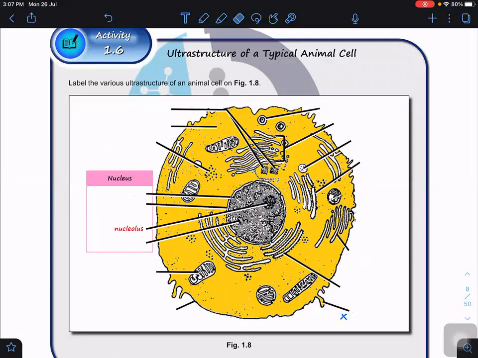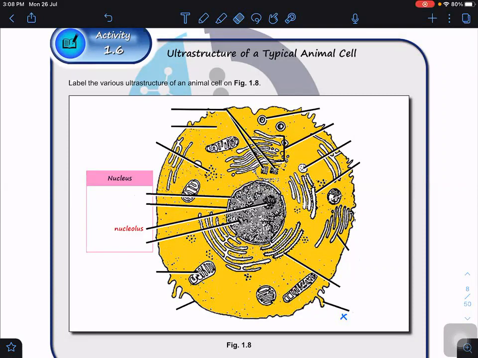So what is the function of the nucleolus? Generally, the function of the nucleolus is to synthesize, or to make ribosome. We're going to learn it later, that's first. Second, you can see that this is the membrane, something like a membrane that surrounds our nucleus.